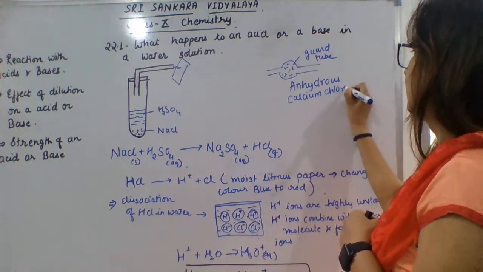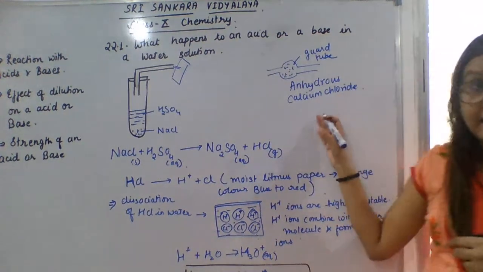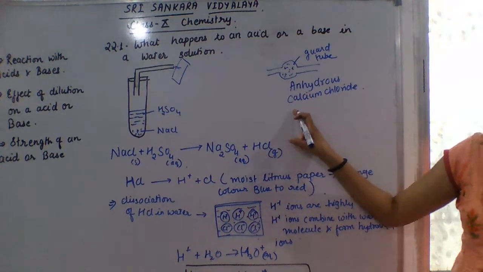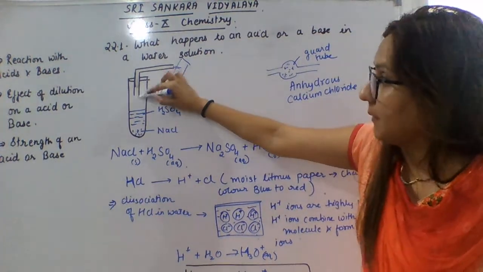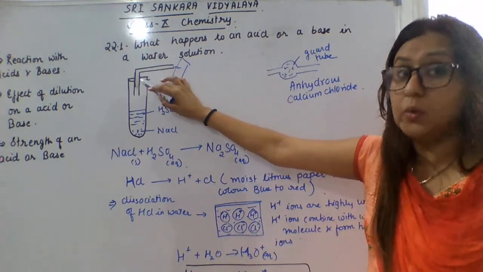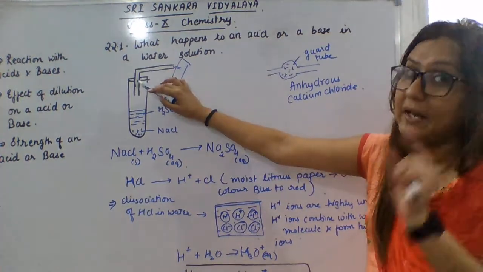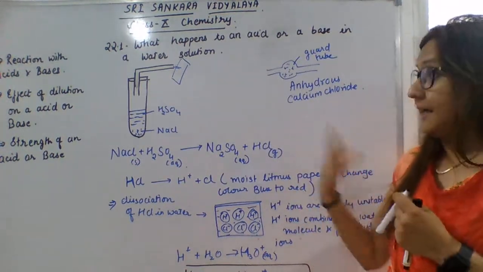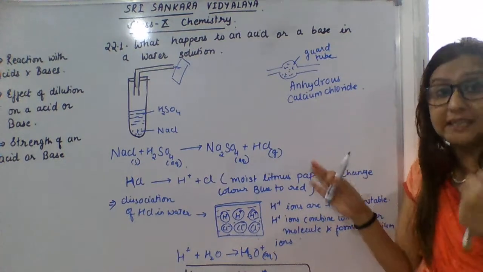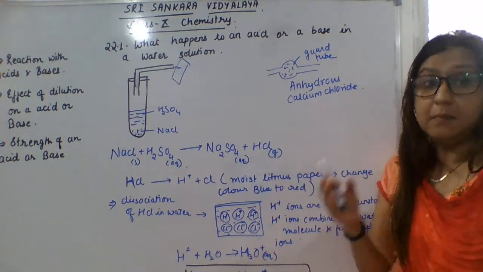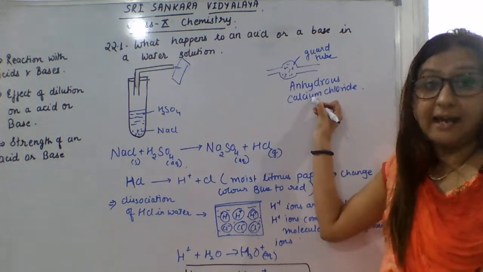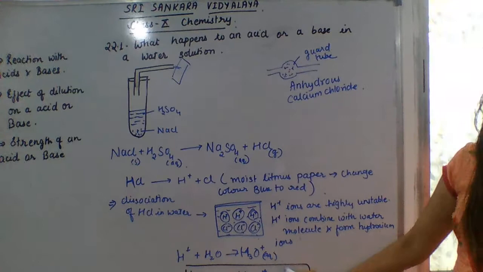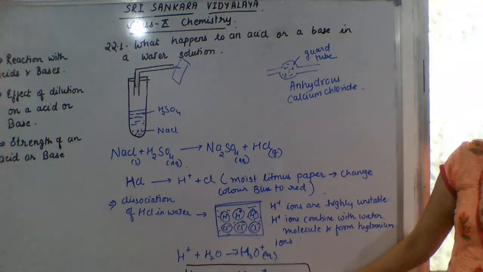This anhydrous calcium chloride absorbs moisture from the test tube when the gas passes through it and always helps it to remain dry. This anhydrous calcium chloride always absorbs the excess moisture and keeps the tube dry. So in a moist climate, always use this guard tube instead of the bent tube. Here we have seen the dissociation of acids.